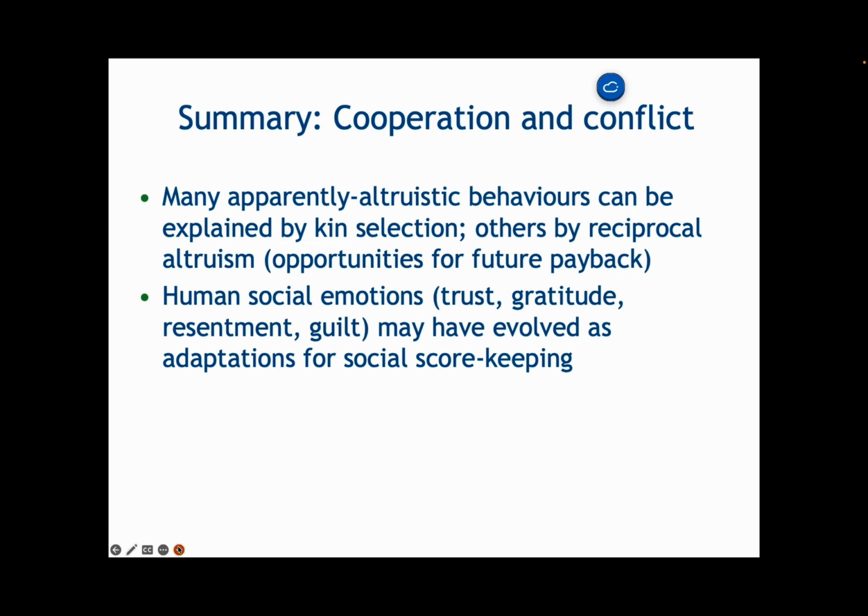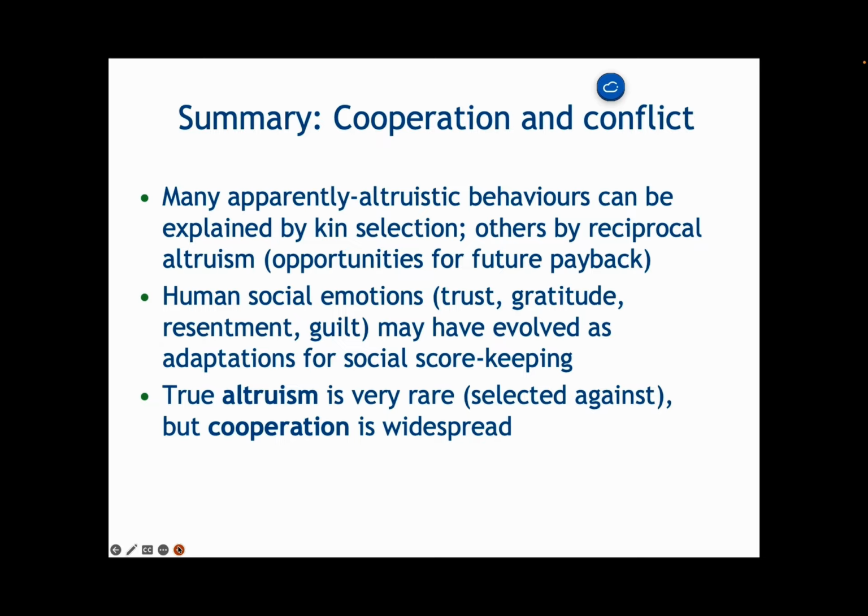In humans, and maybe in other species as well, many of our social emotions, things like trust and gratitude or guilt or resentment, probably have evolved as ways of letting us keep the score and tailor our social behavior appropriately. And this has probably allowed us to develop high-level cooperation. How do we explain altruism? Well, true altruism is probably extremely rare because selection, by definition, selects against it. Cooperative behavior, however, is very widespread.